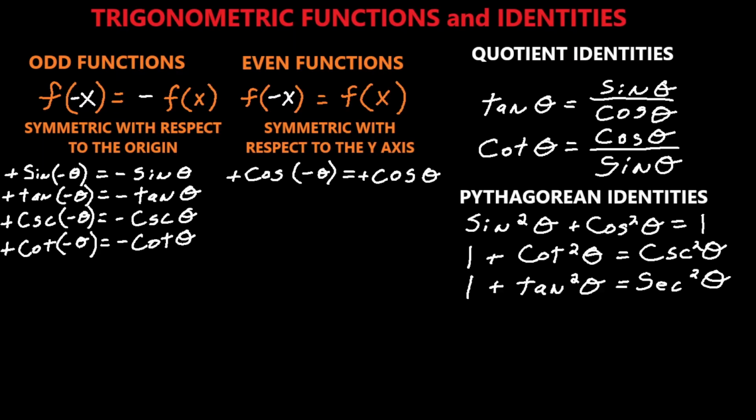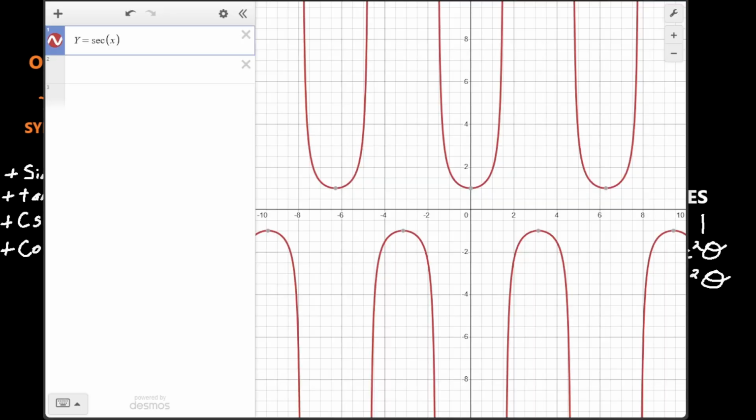And the only other even function is secant. Secant of minus theta starts off as positive and still is positive on the other side, even when the measure of the angle inside goes negative. Let's look at the graph of that. And here in Desmos, we see that it's not symmetrical with respect to the origin, but rather symmetrical with respect to the y-axis.